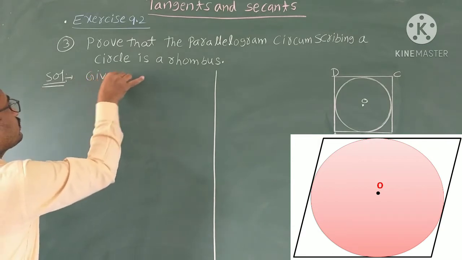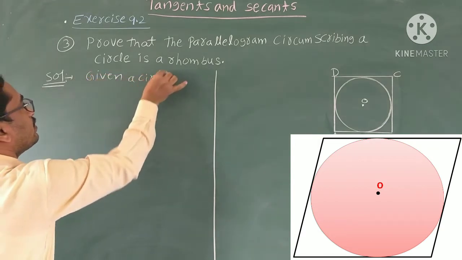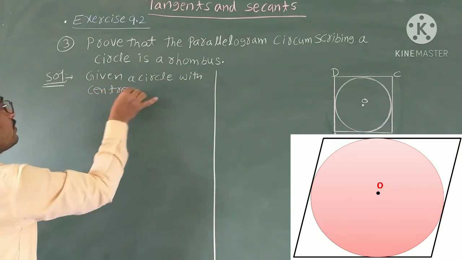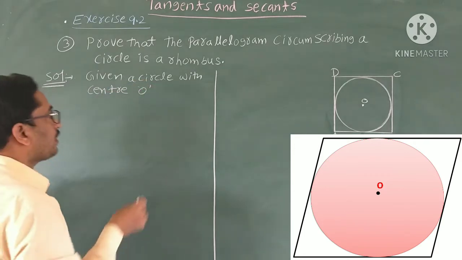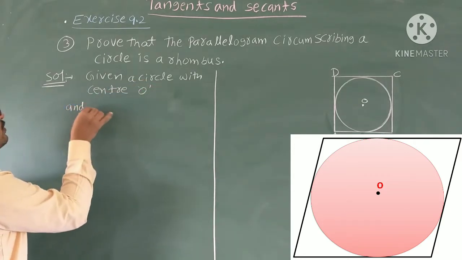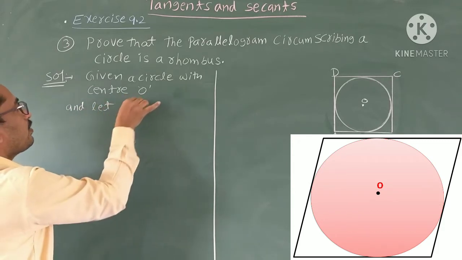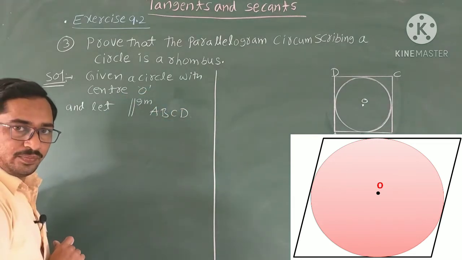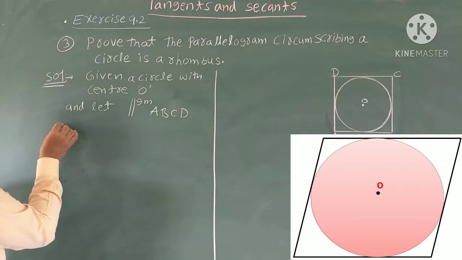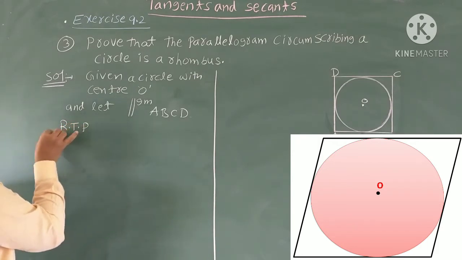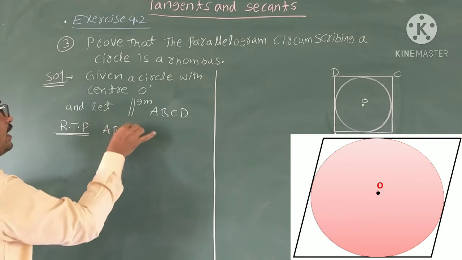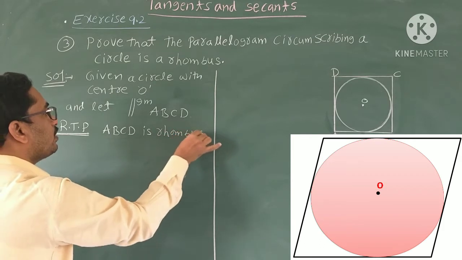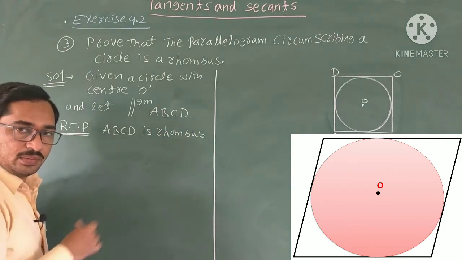Given: a circle with center O, and let ABCD be a parallelogram. Next, what we have to prove? RTP, required to prove: ABCD is a rhombus. We have to prove that the parallelogram ABCD becomes a rhombus.